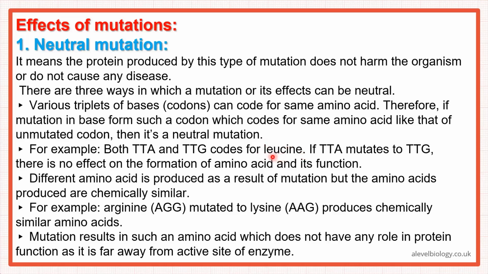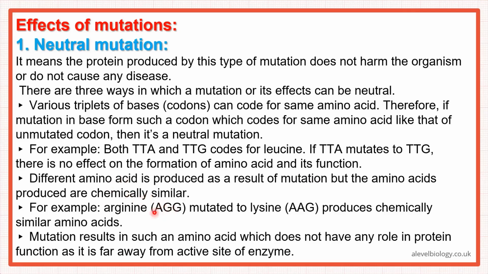And we have already seen that in that DNA code diagram. If TTA mutates to TTG, there is no effect on the formation of amino acid and its function, right? A different amino acid is produced as a result of mutation, but the amino acids produced are chemically similar, right? ठीक है, mutation हुआ है, sequencing में change हुआ है, we are getting a different amino acid, but even then, amino acid जो बना भी है, they're chemically similar, right?